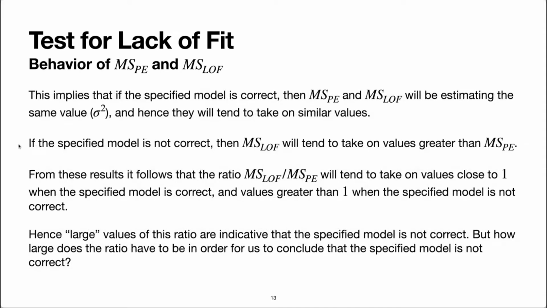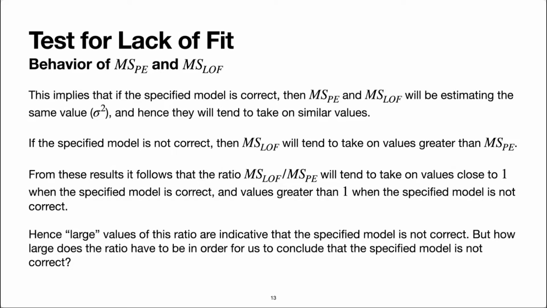Now, this implies that if the specified form of the model is correct, then the mean square for pure error and the mean square for lack of fit will be estimating the same quantity, sigma squared. Because they're random variables, they would not typically be equal, probably almost never equal. But again, if the specified form of the model is correct, they're at least estimating the same quantity, and because of that, they would tend to take on similar values. Now, if the specified form of the model is not correct, then the mean square for lack of fit will tend to be larger than the mean square for pure error.